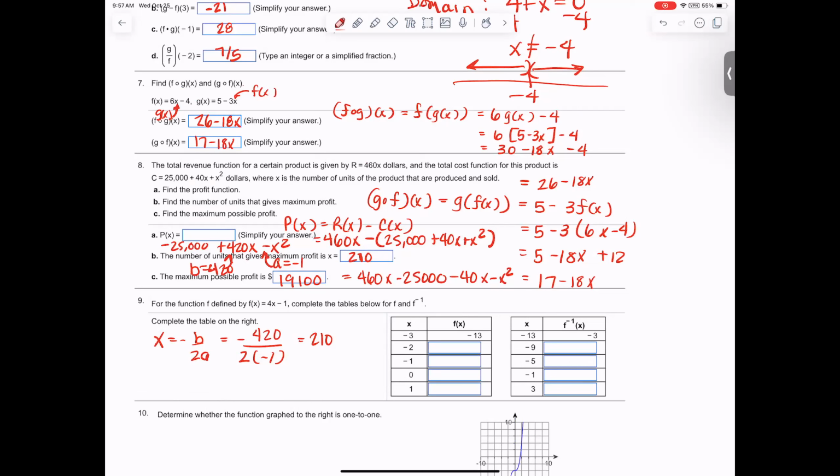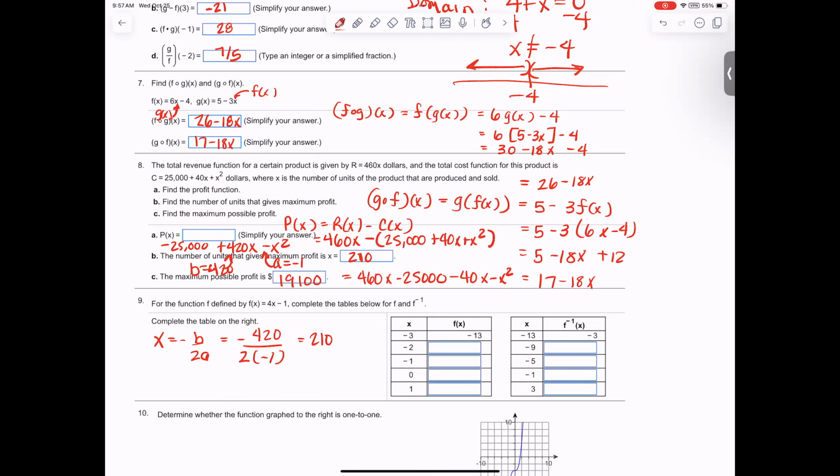What do inverse functions do? Inverse functions interchange the X's and the Y's. They interchange the domain and the range. That's what inverses do. So if this is my function, this table, and that table is my inverse, do you know what you do with the X's and Y's?